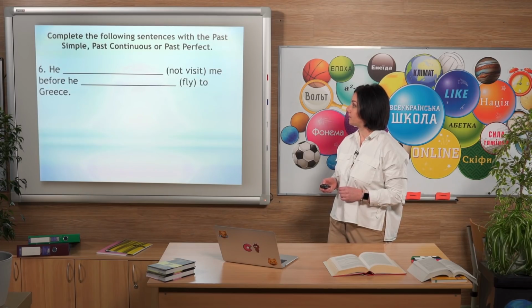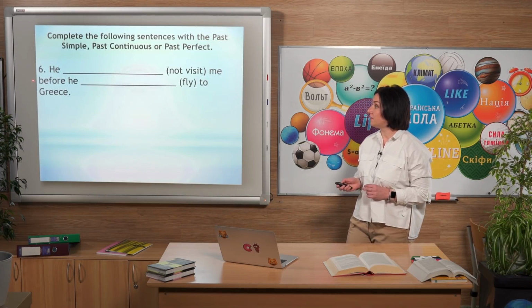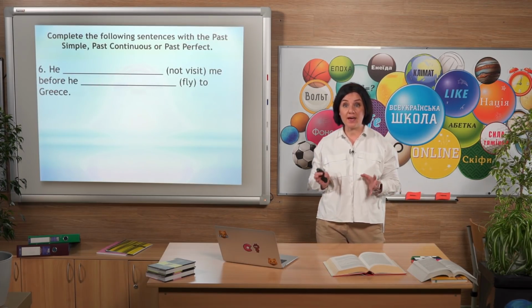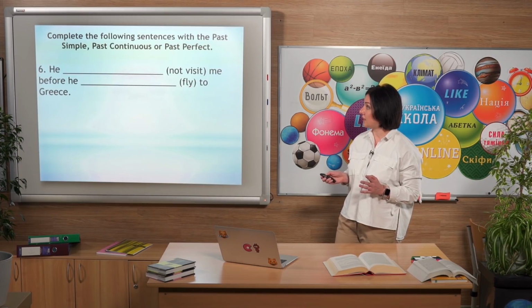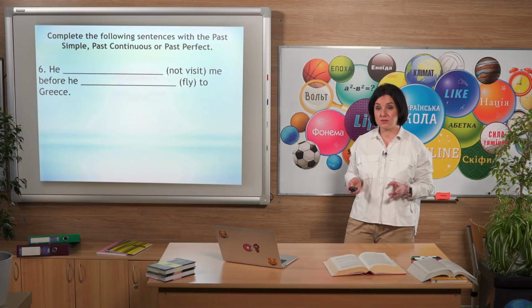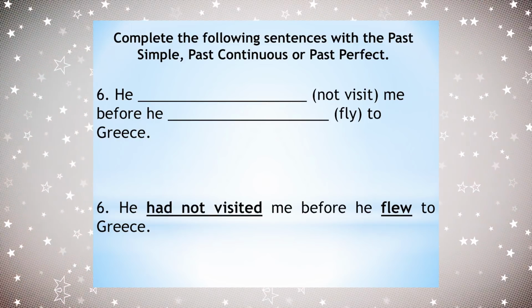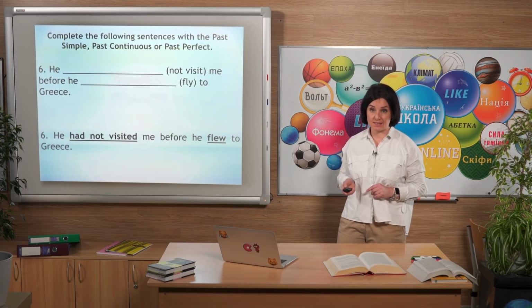Okay, then comes: he does not visit me before he flies to Greece. Okay, here we have this hint, before. Again, if we have two actions and we've got this before, it means that we have to put one into the past perfect. So which action happened first? The person didn't come to visit me, and then he flew to Greece. So we have to put this action into past perfect. And open the brackets, and you'll see the answers. Okay. He had not visited me before he flew to Greece. Of course, you can use the short form like hadn't.